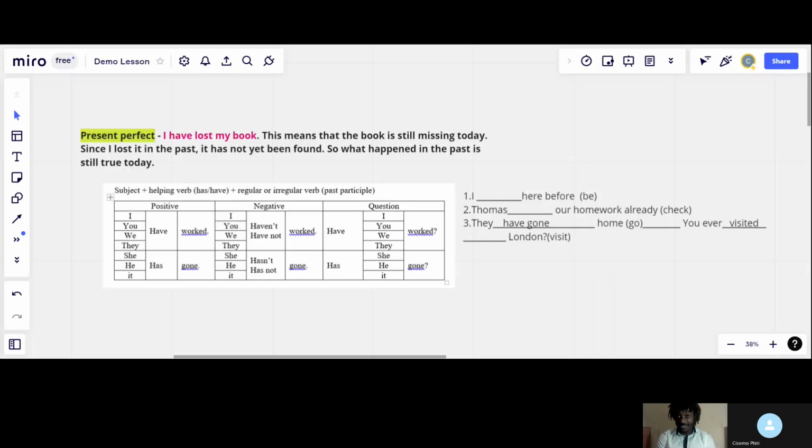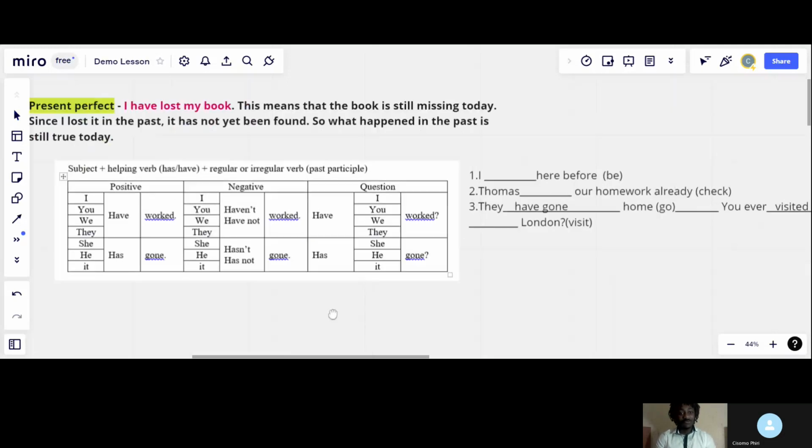Are there things that happened to you in the past that even today are still true? They still have effect? Can you construct a sentence about something you did or something that happened to you in the past that is still effective today? How can you construct a sentence in present perfect tense?